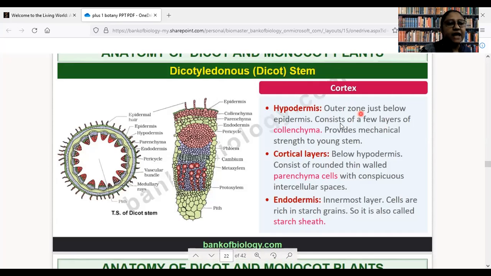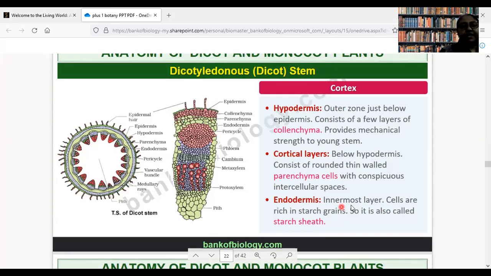Okay, but in young plant they require some kind of mechanical support which can be provided by parenchyma. Why not sclerenchyma? Because they require to be flexible and agile. It cannot be dead and dry and tough. That's why. So below hypodermis there is thin walled parenchyma cell and they have lot many intercellular space. This region is called cortical region.